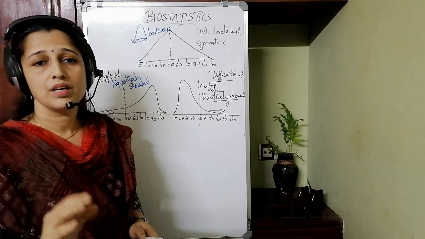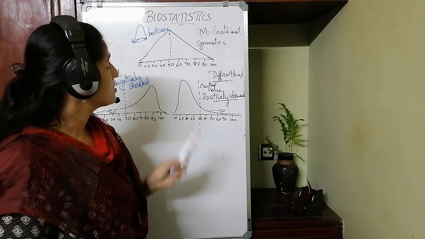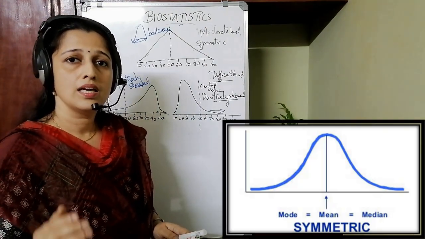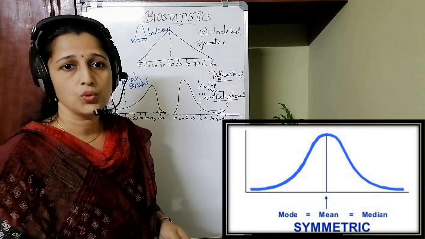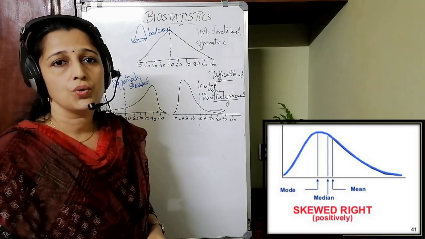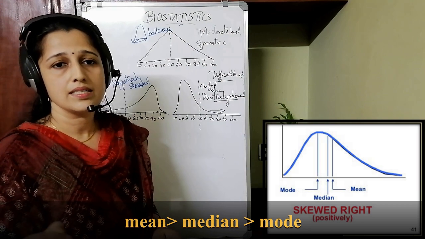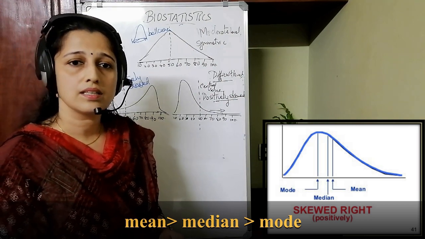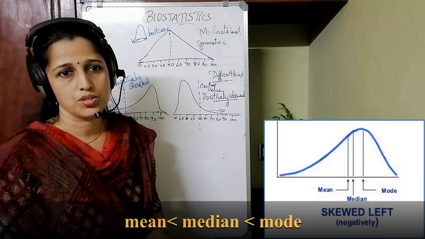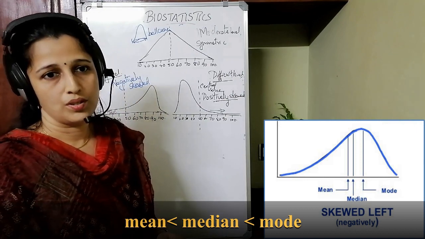Now let's see how mean, median and mode relate in each type of distribution. In the case of the bell-shaped curve or symmetric distribution, mean is equal to median is equal to mode. In the case of a positively skewed distribution, mean is greater than median is greater than mode. And in the case of a negatively skewed distribution, mean is less than median is less than mode.